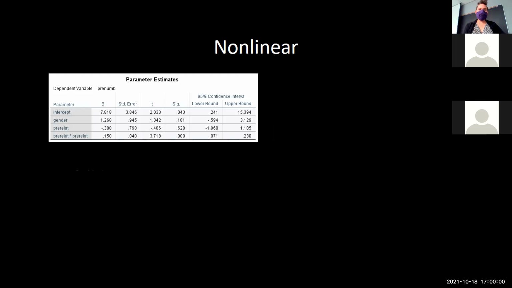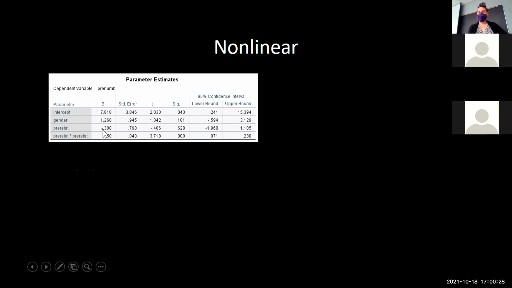So let's look at this nonlinear output. How do we read this? I have here an intercept, which is now very different than the intercept we had before. I have a gender term still in the model. Gender is still not associated with our outcome.